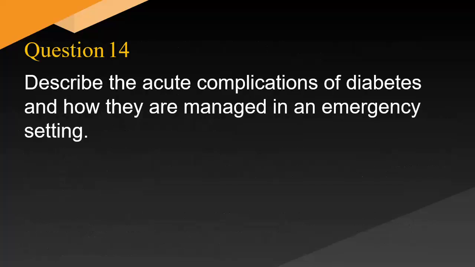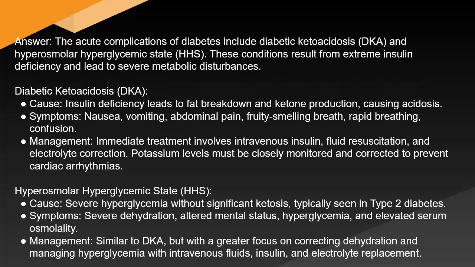Describe the acute complications of diabetes and how they are managed in an emergency setting. Answer: the acute complications of diabetes include diabetic ketoacidosis (DKA) and hyperosmolar hyperglycemic state (HHS). These conditions result from extreme insulin deficiency and lead to severe metabolic disturbances.